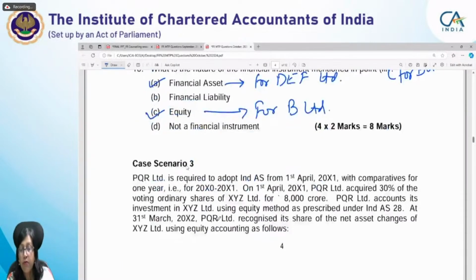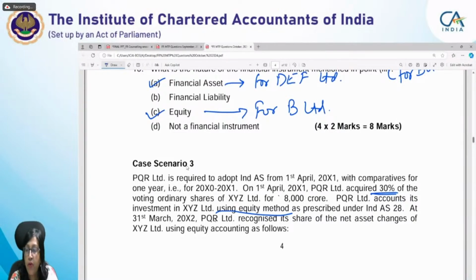Okay. Let's move on to case scenario 3. PQR Limited is required to adopt Ind AS from 1st April 20X1 with comparatives for 1 year. On 1st April 20X1, PQR Limited acquired 30% of voting ordinary shares of XYZ Limited for 8,000 crore. When you have acquired 30% shares, what have you acquired? Significant influence in another entity, that is XYZ Limited. So XYZ Limited is an associate. And when it's an associate, which accounting method will you be using? Equity method. Okay.